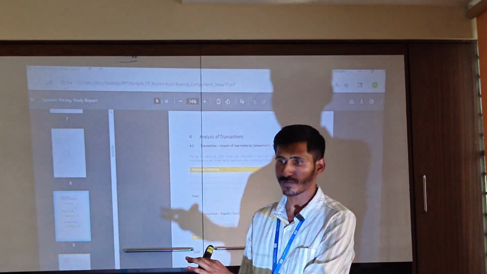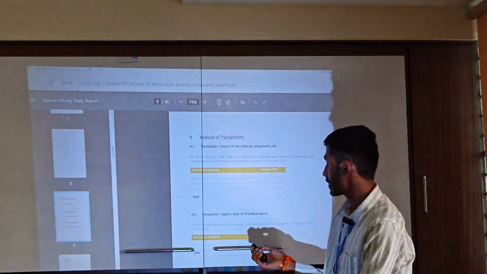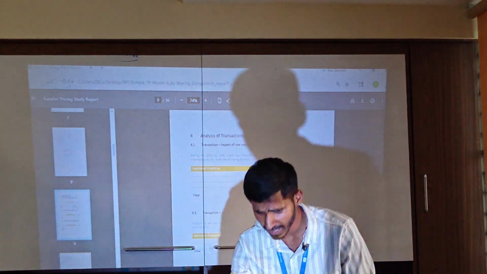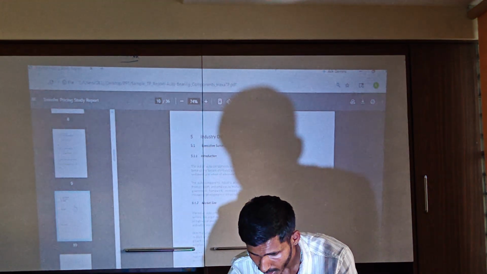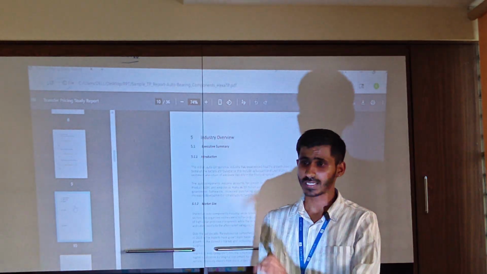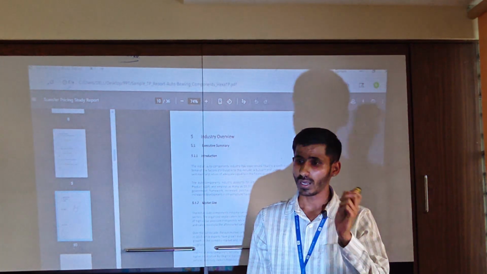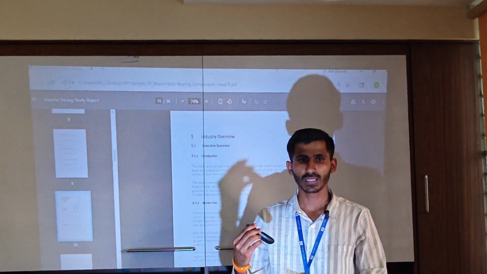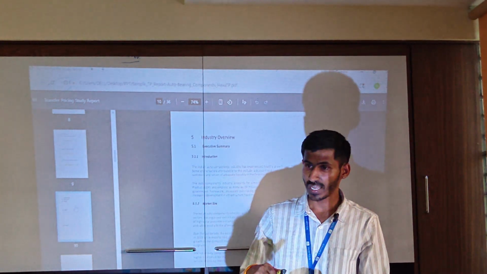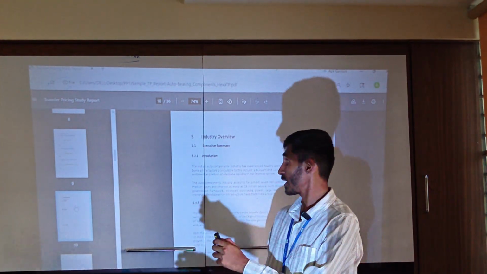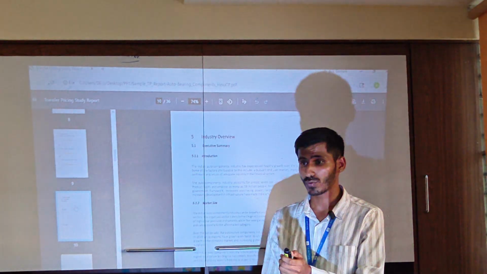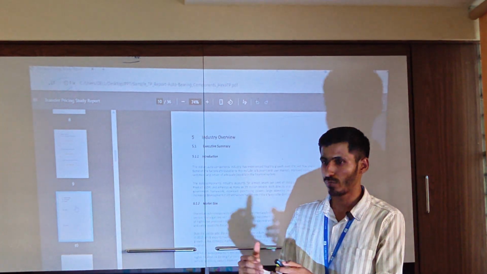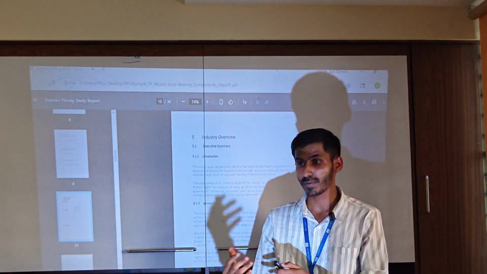Next, analysis of the transaction. What are the transactions entered into by the associate enterprise, and what is the amount, we will give them. After providing this data, we will have an industry overview. During the choosing of the transfer pricing method, I have said that it depends on the industry, business and so on. So we will give an industry overview. Industry overview means which business the entity is in. Then we will also get the comparable data.